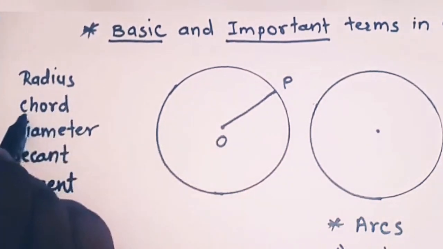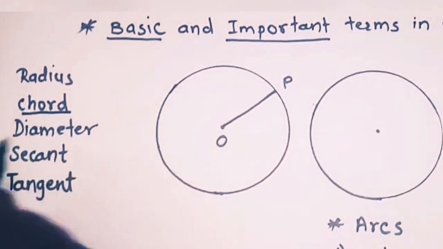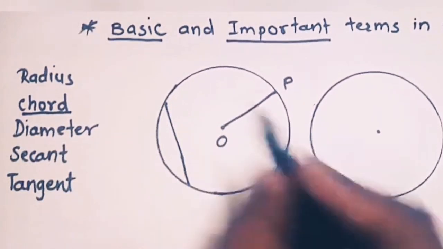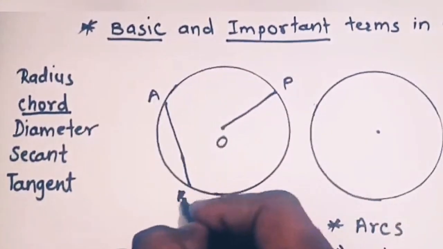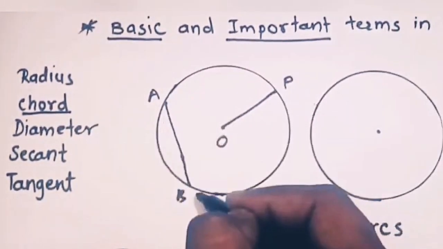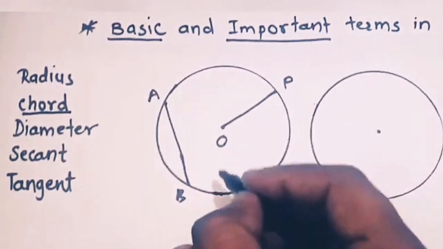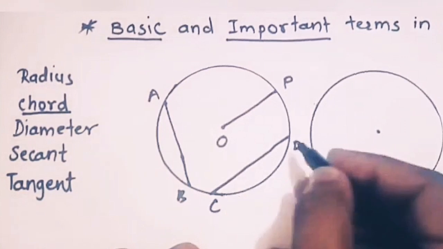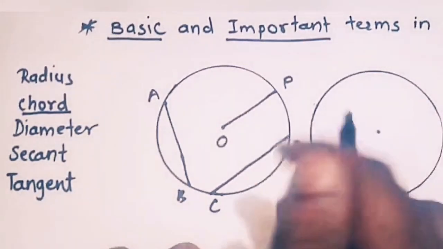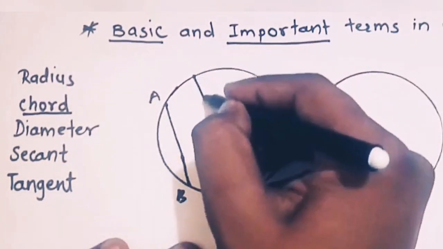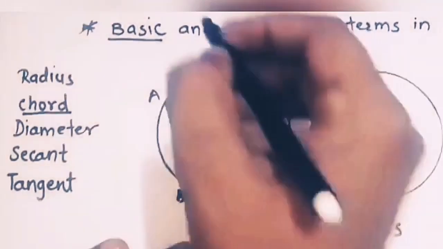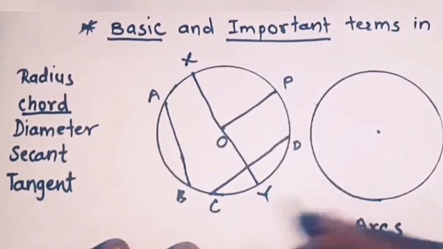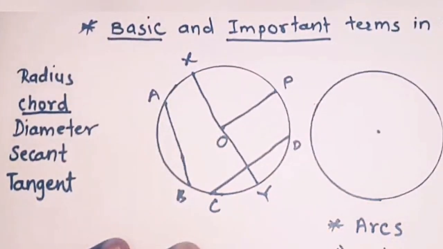After that, let's try to understand what is the meaning of chord. A segment joining any two points on the circle, any 2 points. Let's say points A and B are joined. Okay, so this segment AB is called a chord of the circle. Even this over here too, segment CD is called a chord of the circle, and even segment XY is called a chord of the circle.